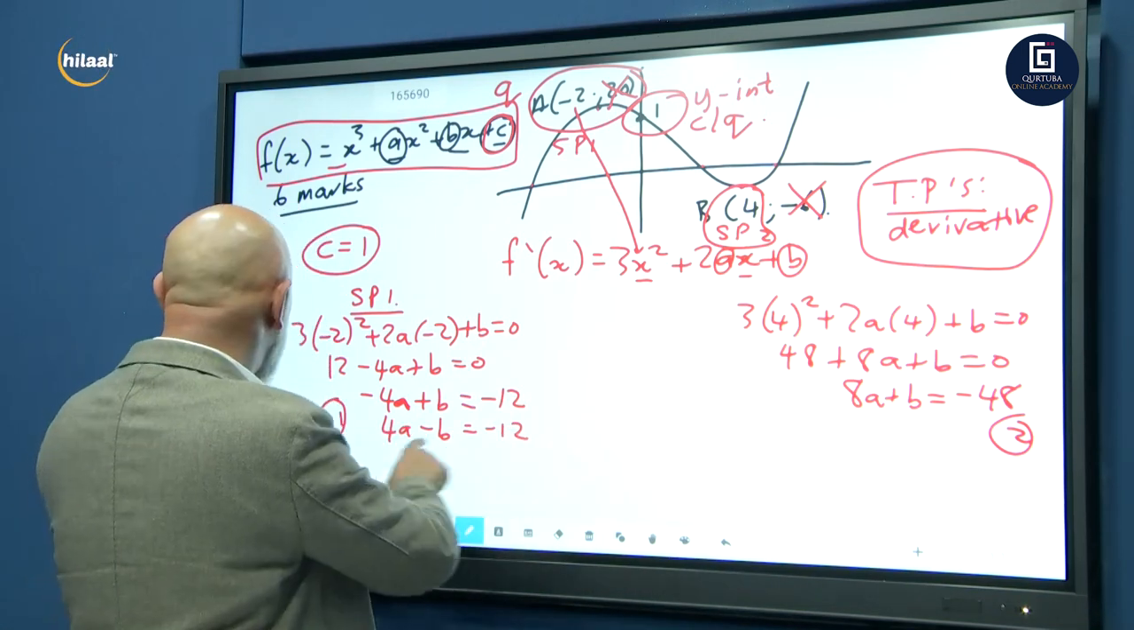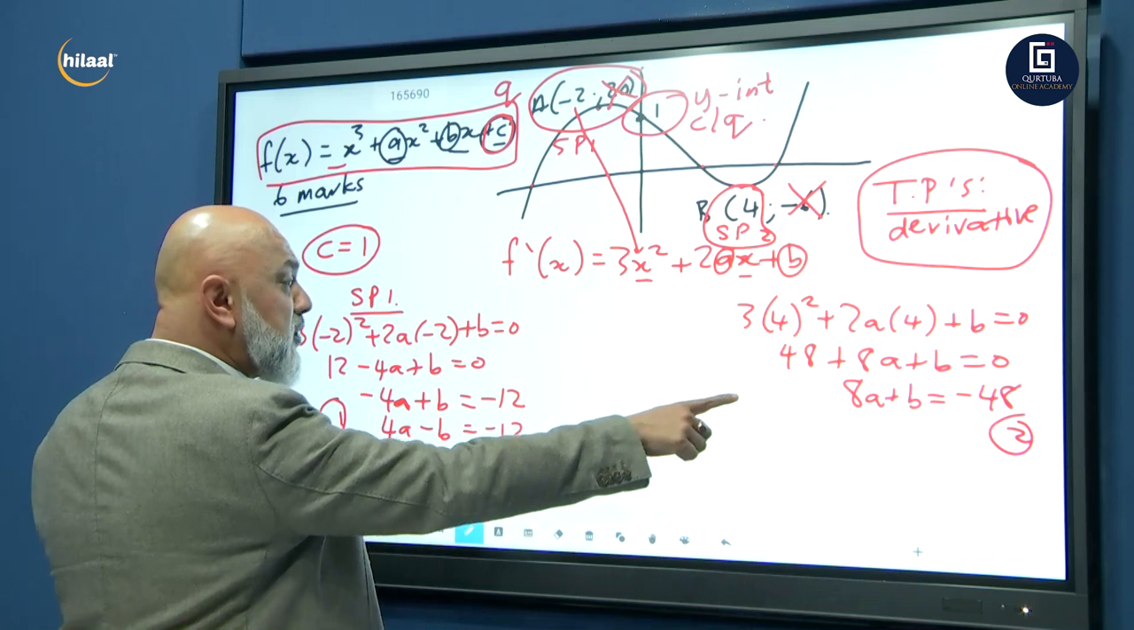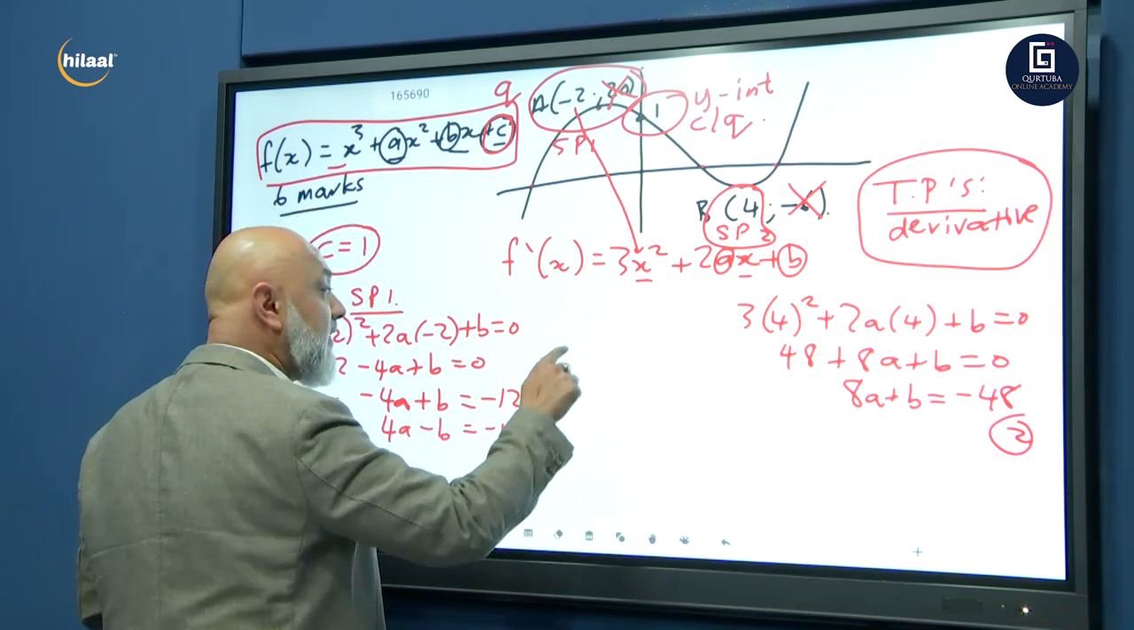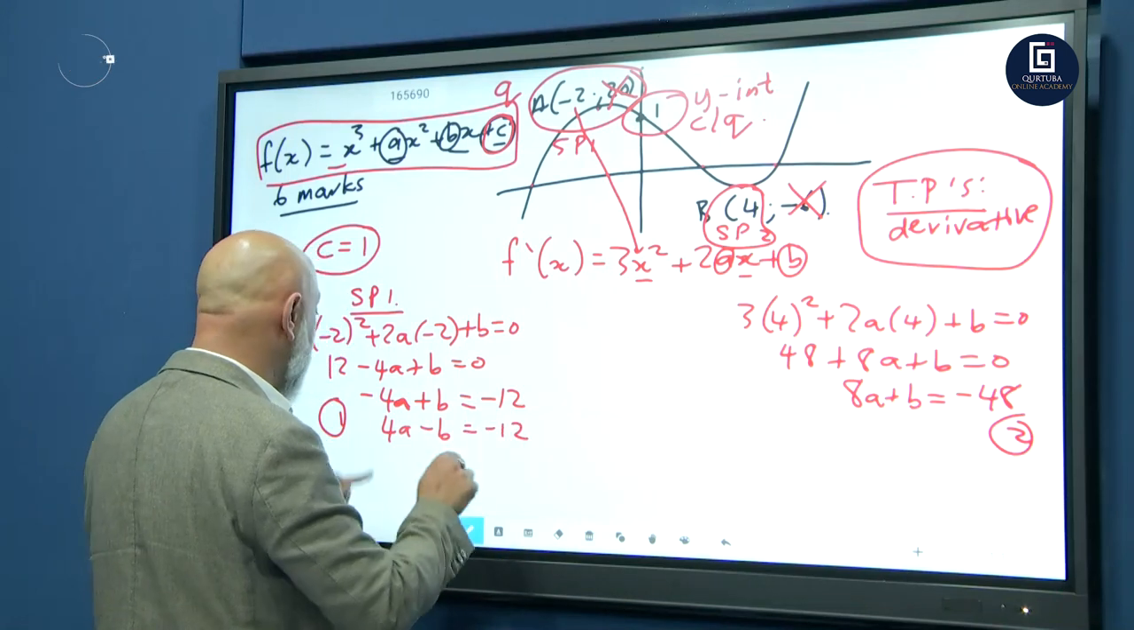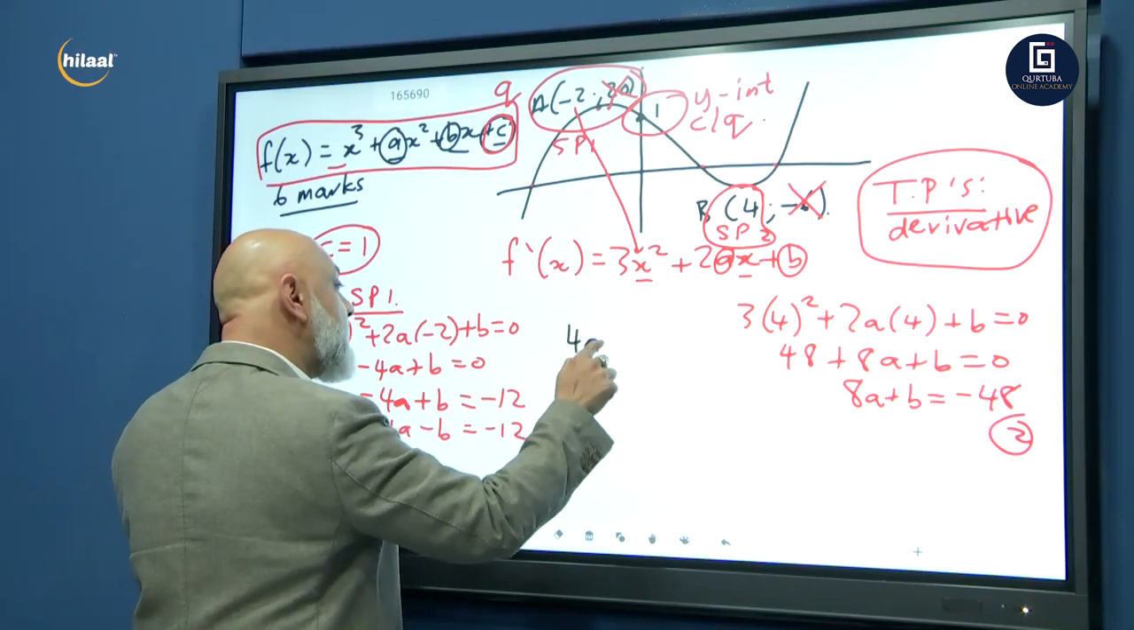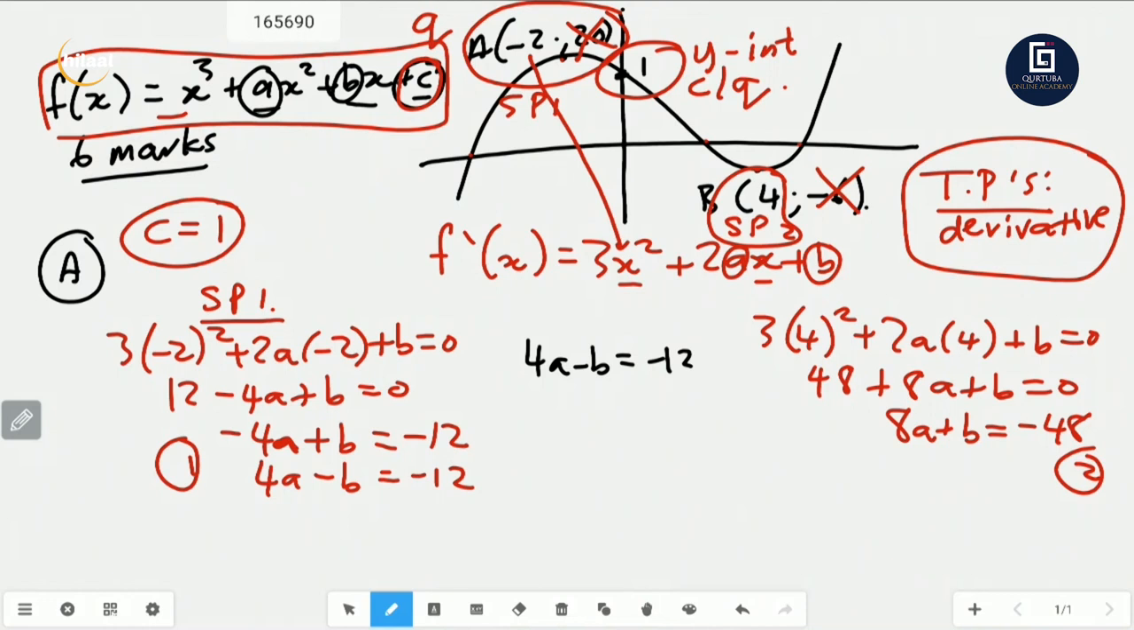Okay, so let's go. Let's write it here, in a different color, guys. We've got 4a minus b is equal to minus 12. That's equation number 1. We've got 8a plus b is equal to minus 48. That's equation number 2. What are we going to do to the two equations?